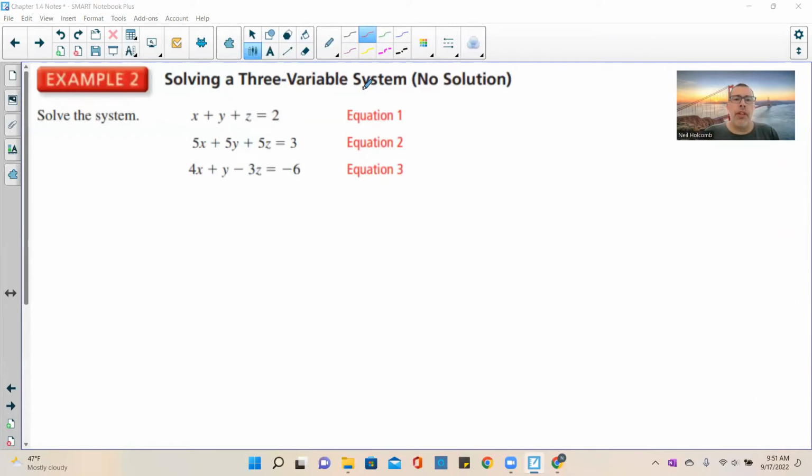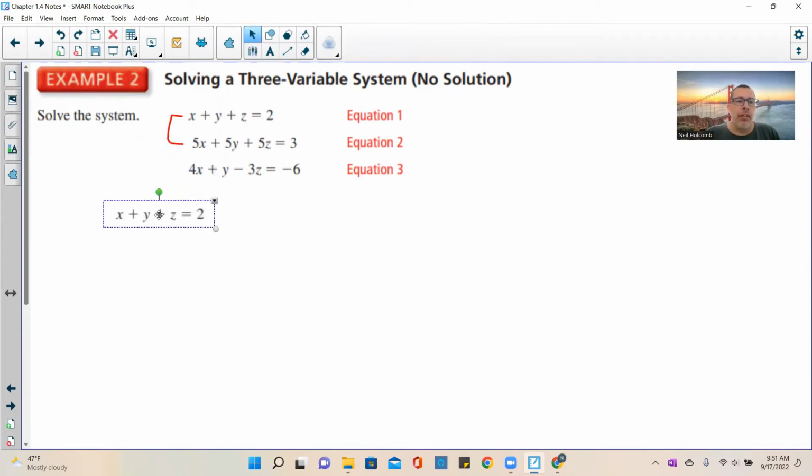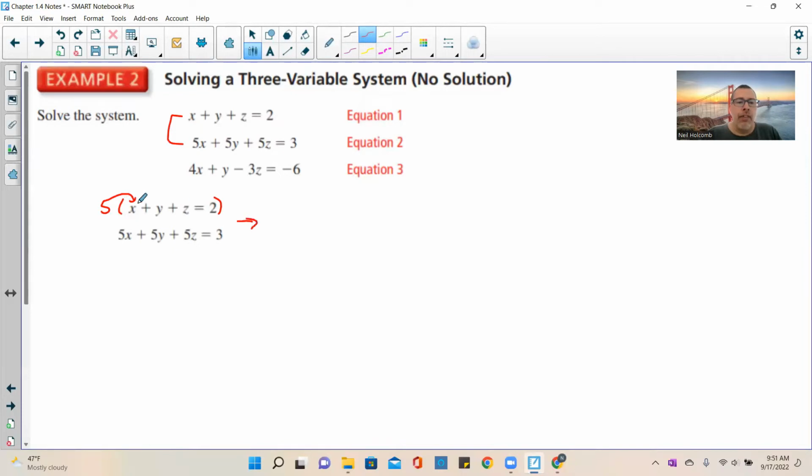Okay, example 2 is solving a 3-variable system, and we're going to get no solution. So solve the system, it says. So the first thing we do is we take the first 2 equations and rewrite them. So I'm going to bring this down here, make a copy, bring this down here, and bring this down here. Now, when I look at these, I see that in order to get the x's to equal, I need to multiply the top equation by 5.